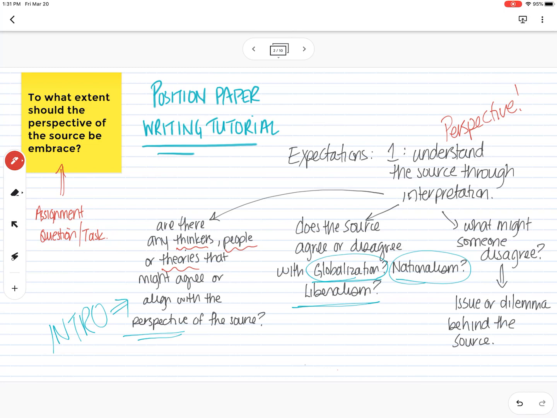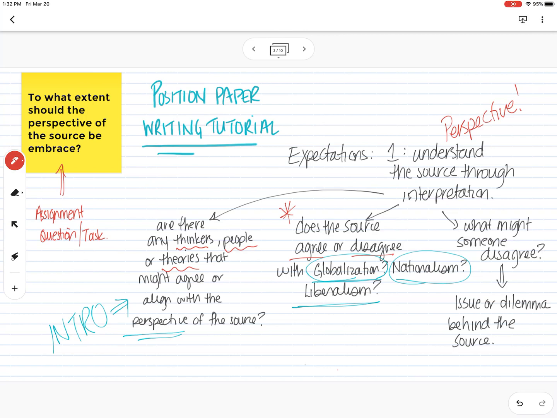This, for my Social 30 students, you guys could be looking at people like Karl Marx, Adam Smith, Rousseau, Mill, you name it. Can we associate any of them with the perspective that's provided? For Social 10 and Social 20, we might think of famous Canadians or politicians or world leaders that might align with the thinking of the source here. Next thing we need to look at is the actual perspective. So does the source agree or disagree with grade 10's globalization, 20's nationalism, 30's liberalism?